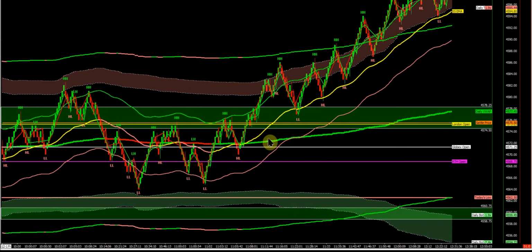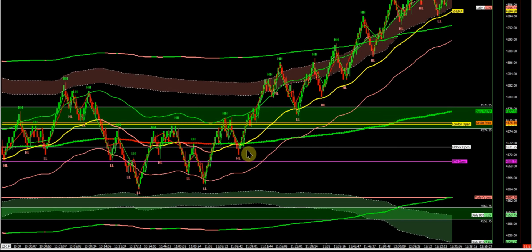Here we go, and we just went up from there. You can see the sequence. Look at the sequence of pullbacks. A deeper pullback here, a shallower pullback here. That's your first indication. The shallower pullback here is the first indication that we're looking at a trend change.